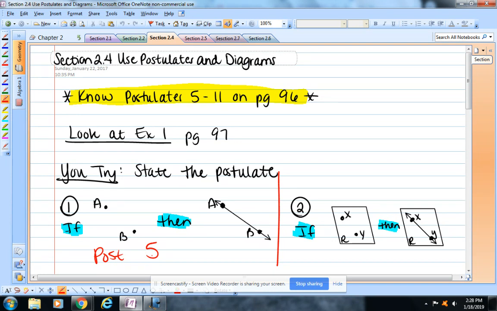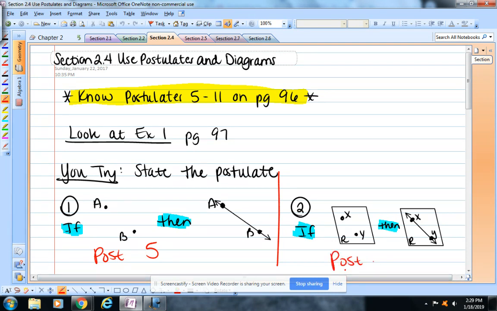I think it's 10 also. If 2 points lie in a plane, and that's what we got, 2 points in a plane, then the line containing the points lies in the plane. So there's the line going through the points, and that's in the plane as well. So I think that one's postulate 10 as well. Do y'all agree? Me too.